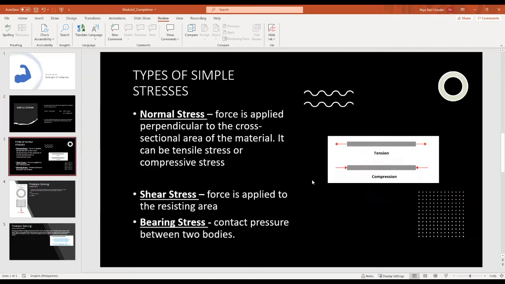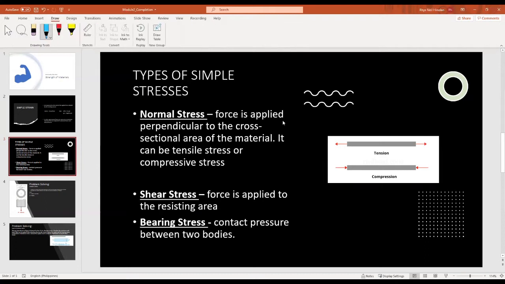So there are types of simple stresses. We have normal stress, shear stress, and bearing stress. In normal stress, force is applied perpendicular to the cross-sectional area of the material. It can be tensile stress or compressive stress. So we can say that when the force is applied perpendicular to the cross-sectional area of the material, it is a normal stress. For example, this bar.